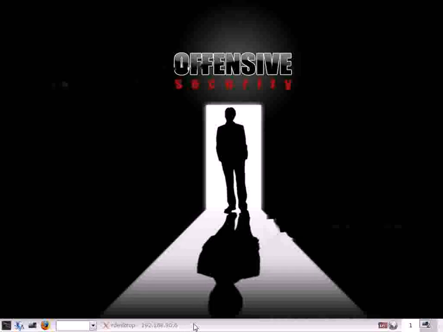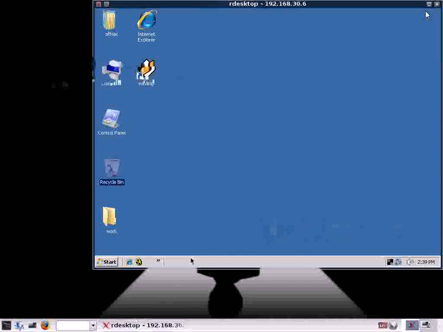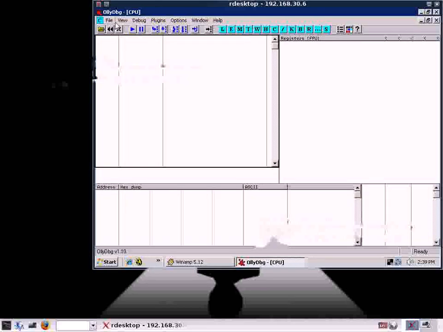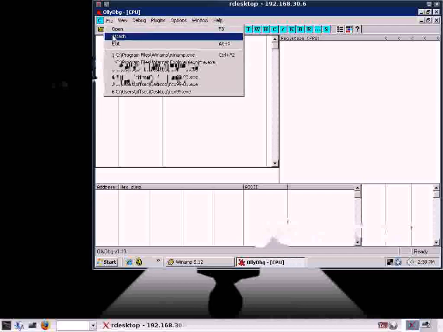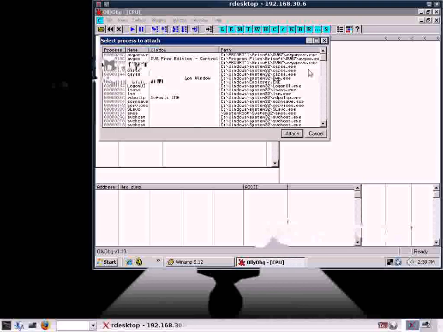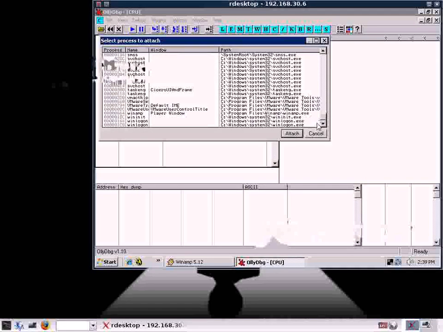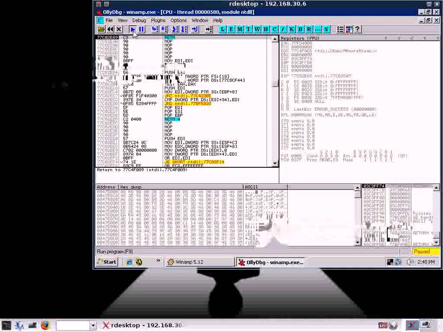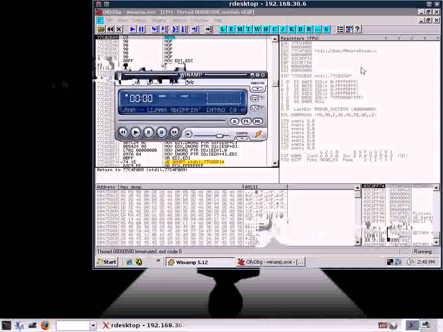So let's try this out in our Vista Lab machine. We'll start up Winamp. We'll fire up Olly, and we'll attach Winamp in Olly. I'll organize them by name, and Winamp should be somewhere at the bottom. Wonderful. Let's look at the proof of concept.